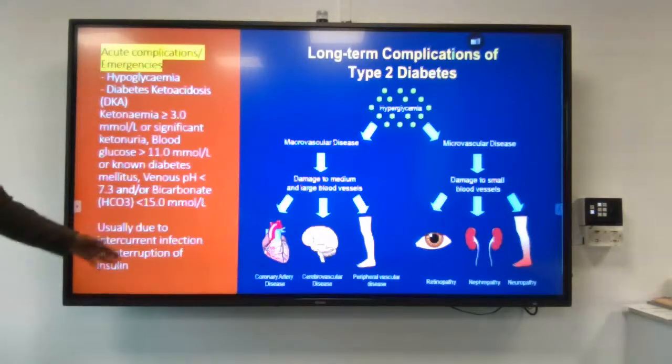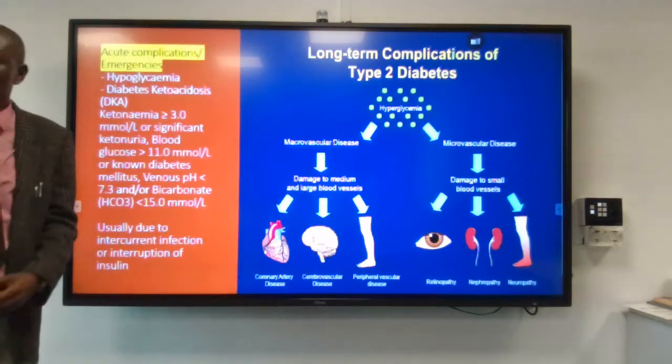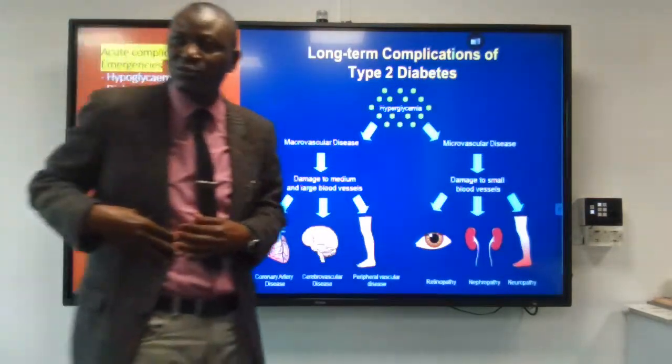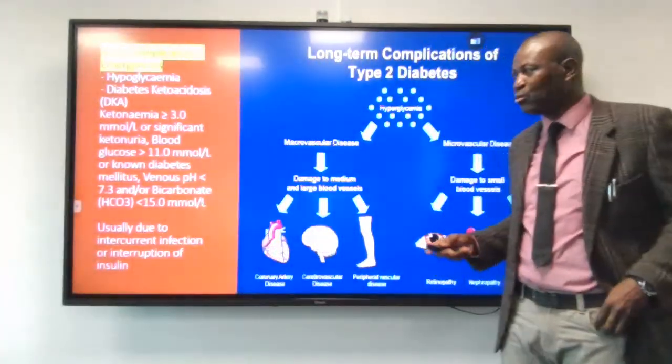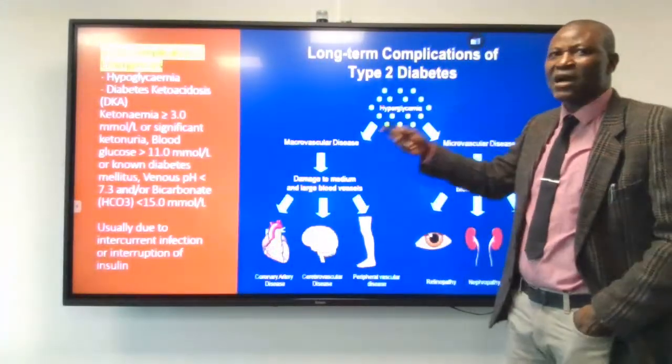So usually it can be due to intercurrent infection or interruption of insulin. Quite a lot of times, maybe you accidentally inject insulin into the muscle, or occasionally you are using a pump and the pump has dislodged. All those kinds of things do occur. And these are acute complications.